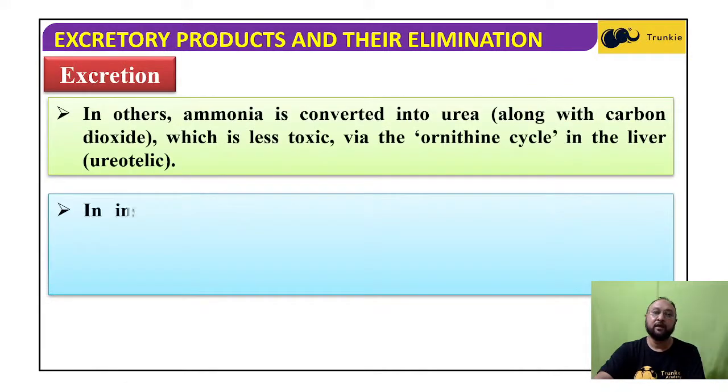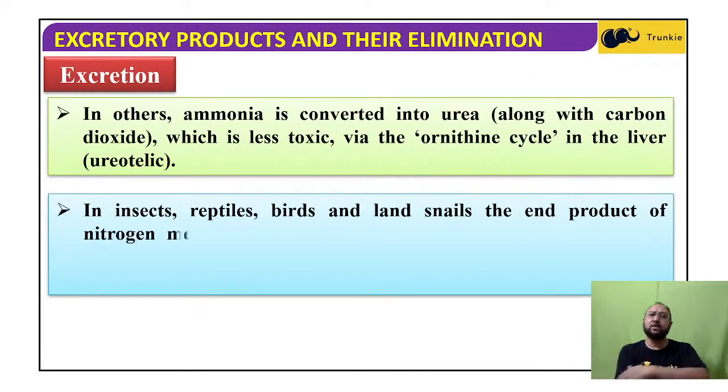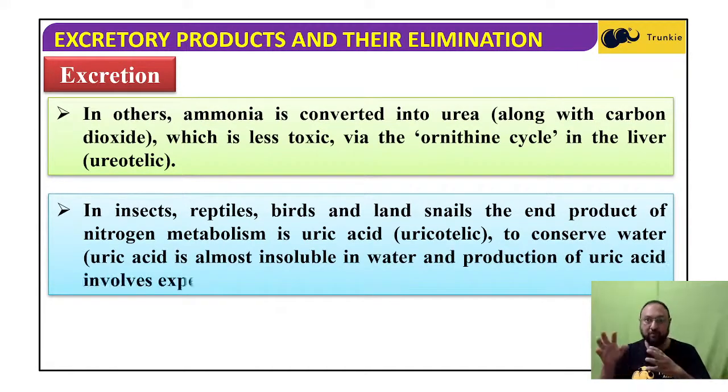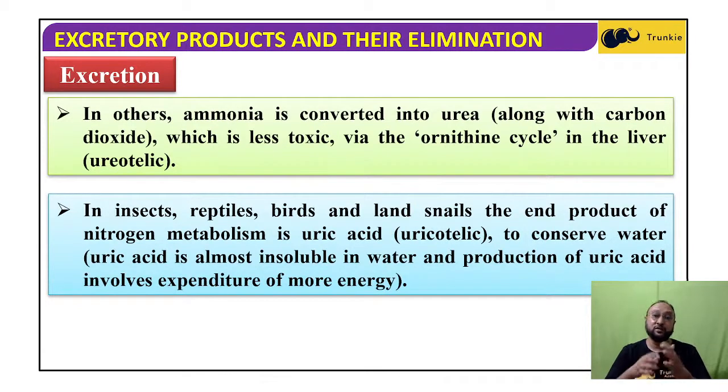Now in others, ammonia is converted into urea along with carbon dioxide, which is less toxic. Till the time it is being removed, we need to convert it into some less toxic substance, because ammonia is very, very toxic and harmful. Till the urine is being formed and filtered, this ammonia is converted into a little less toxic substance, that is urea, via the ornithine cycle in the liver. This kind of excretory mode is called ureotelic. In insects, reptiles, birds, and land snails, the end product of nitrogen metabolism is uric acid.